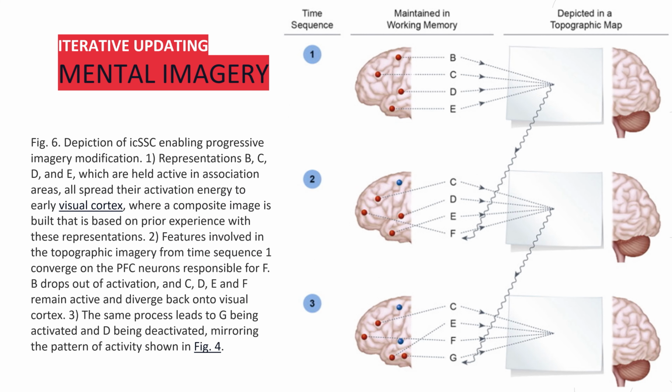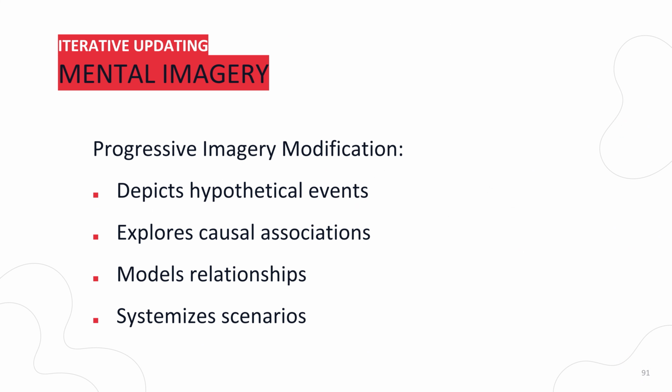Thus, we can expect iterative activity in association cortex induces early sensory cortices to produce sequences of interrelated mental images that build upon and buttress one another to form inductive predictions. This may produce sequences of symbolically related images, specifically because the enduring items sustained in association areas coordinate the construction of consecutive topographic maps. I call this progressive imagery modification. Progressive imagery modification depicts hypothetical events, explores causal associations, models relationships, and systemizes scenarios.